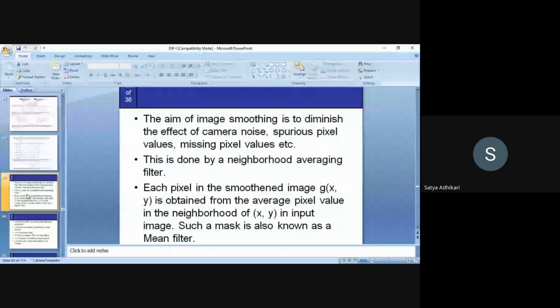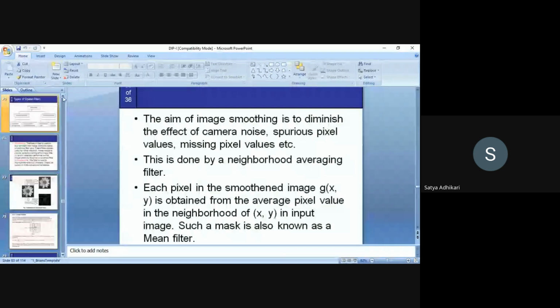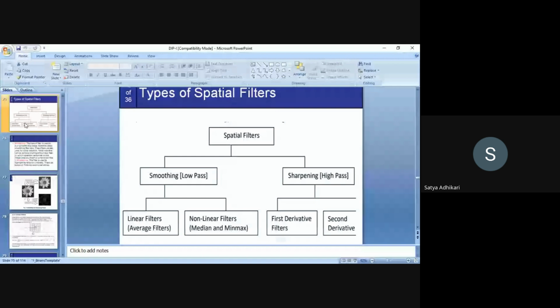Suppose some pixel is spurious, that is, you do not expect that gray level value for that pixel. That pixel value can be changed, modified, or edited by using the mask, as we discussed in the last slide. Then it is done by the neighborhood averaging filter. As you know, the averaging filter is part of low pass filter smoothing. Coming again to the block diagram, this low pass filter is done by linear filters and non-linear filters. The linear filter is the average filter. We are discussing the average filter, a linear filter.